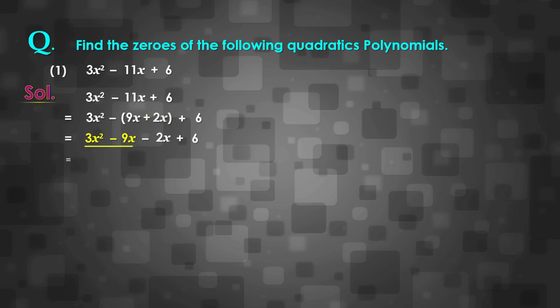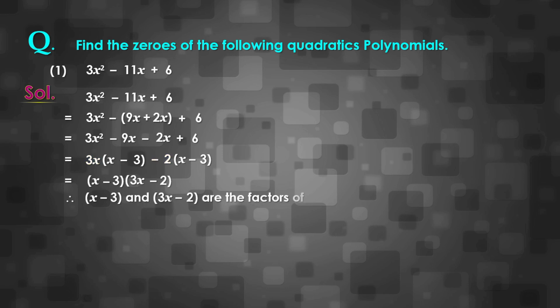Next, we group the terms. From the first two terms, we take 3x common. From the last two terms, we take minus 2 common. This gives us the common factor x minus 3. So the expression becomes (x minus 3) multiplied by (3x minus 2). Therefore, the factors of the quadratic polynomial are x minus 3 and 3x minus 2.